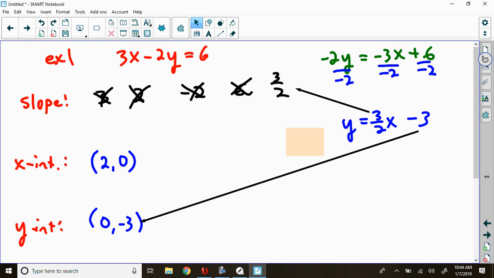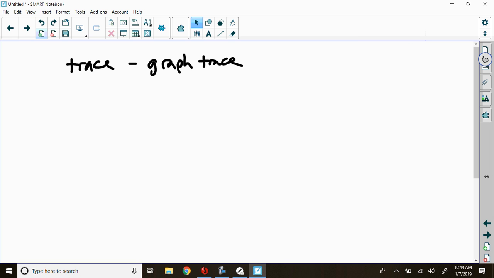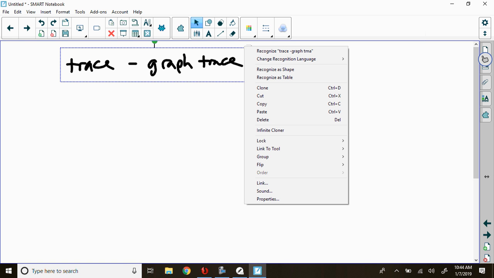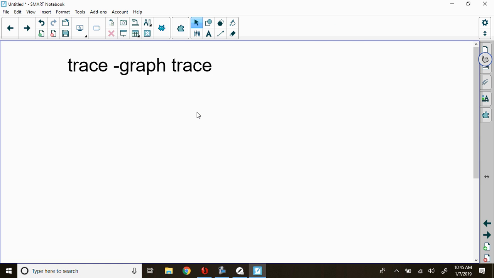So the good news is what today's lesson is all about is using the graphing calculator to come up with these things. So I'm going to show you some things. You want to jot some of these down. One is trace graph trace. That's going to be your best friend today. Trace graph trace. Not TMA or TMI. Trace graph trace. Okay, that's going to be a big thing.